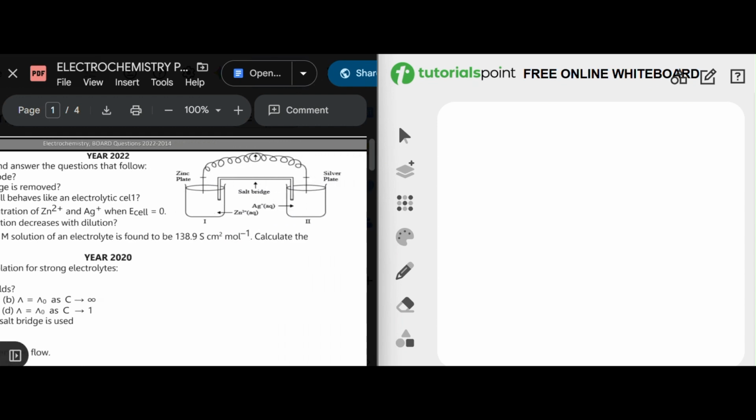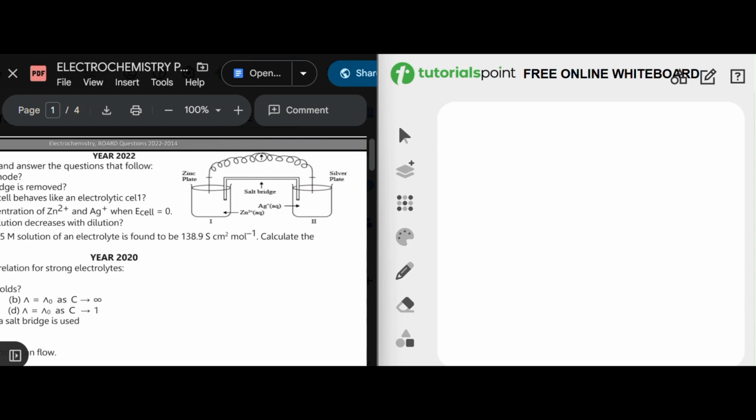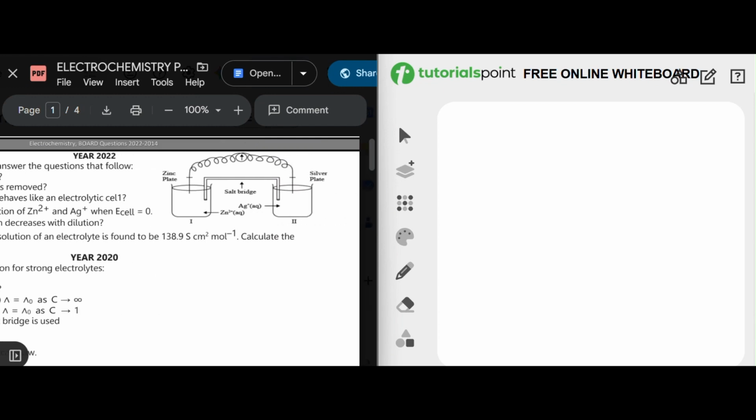Zinc is connected with a silver plate, and here a salt bridge is given. Zinc is dipped in Zn2+ solution, silver is dipped in Ag+ solution. The question is: is the silver plate anode or cathode? How do you understand that? Here the metals are zinc and silver, and reduction potential values are not given.